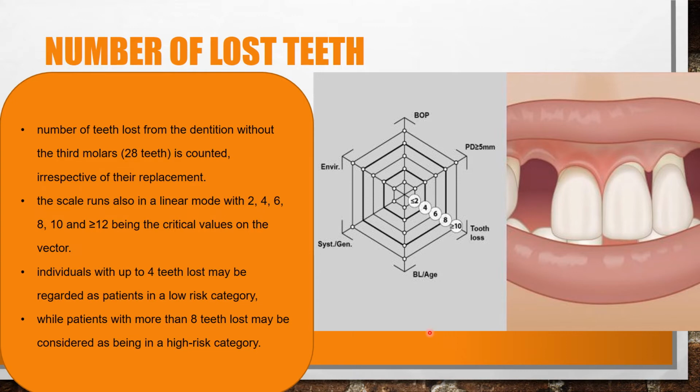Okay, so the scale runs in a linear mode, that is 2, 4, 6, 8 and 10, as we said before for the pocket depth. If more than 4 teeth are absent, that comes under the moderate category, and individuals with more than 8 teeth lost may be considered as a high risk category. That means they are not in proper function. So the number of lost teeth should be assessed. That is the third parameter.